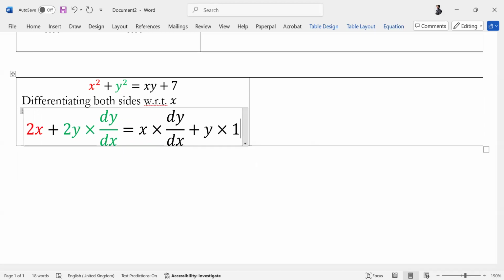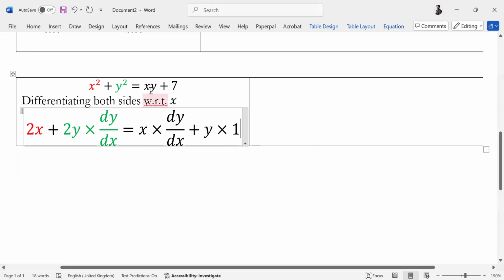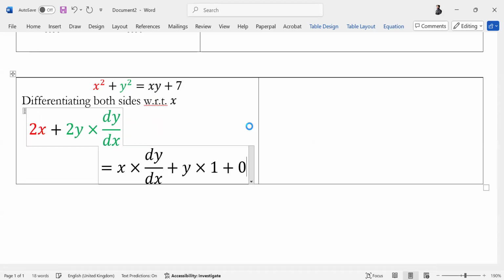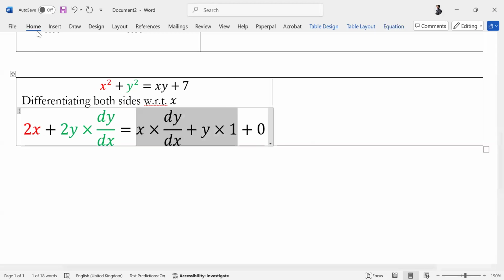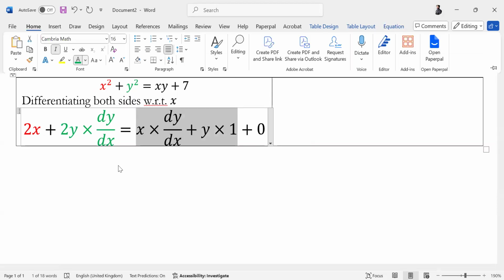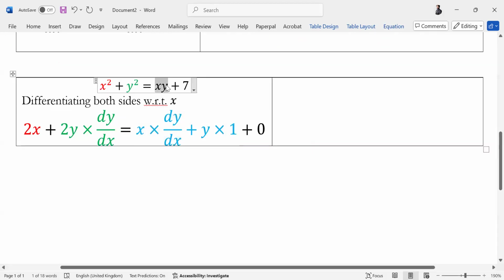And what about plus 7? What is the derivative of 7? What is the derivative of a constant? 0. The derivative of a constant is 0. So do you understand this, that the product rule was applied over here? u into the derivative of v plus v into the derivative of u.